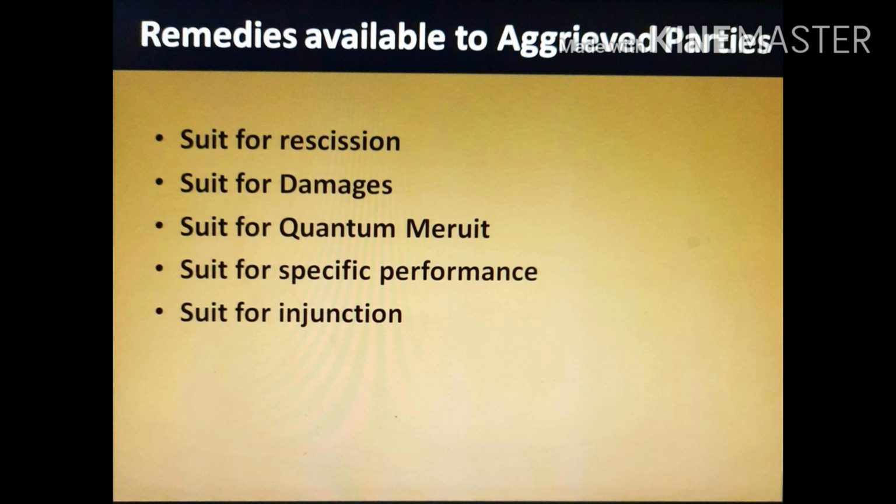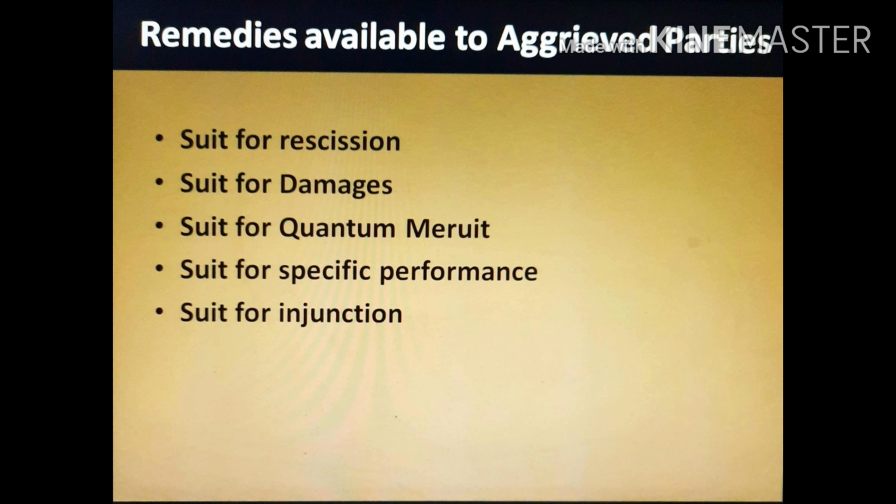The third remedy which one can claim is a suit for quantum meruit. Don't worry, quantum meruit is not an English word. Quantum meruit stands for as much as earned. As much as you earned during the contract, that much you have to compensate me as a remedy because you have revoked the contract. That type of claim we can make by filing a suit in the court, right?